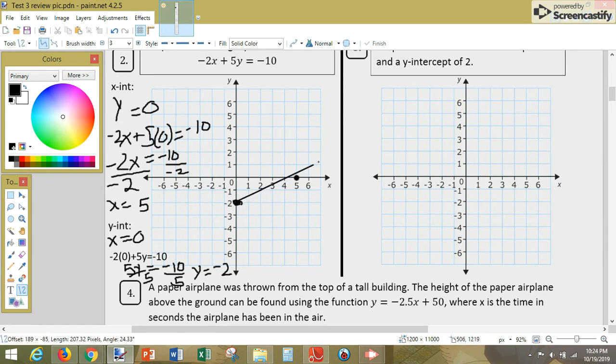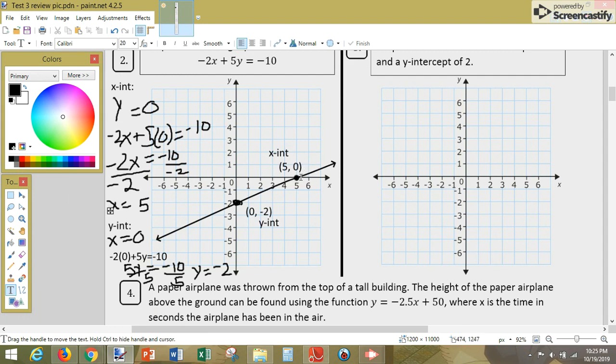And then we connect the points to form a line. So this is your x-intercept 5, 0, and this is your y-intercept 0, negative 2. You would match the graph on your answer choices. That would look like this.